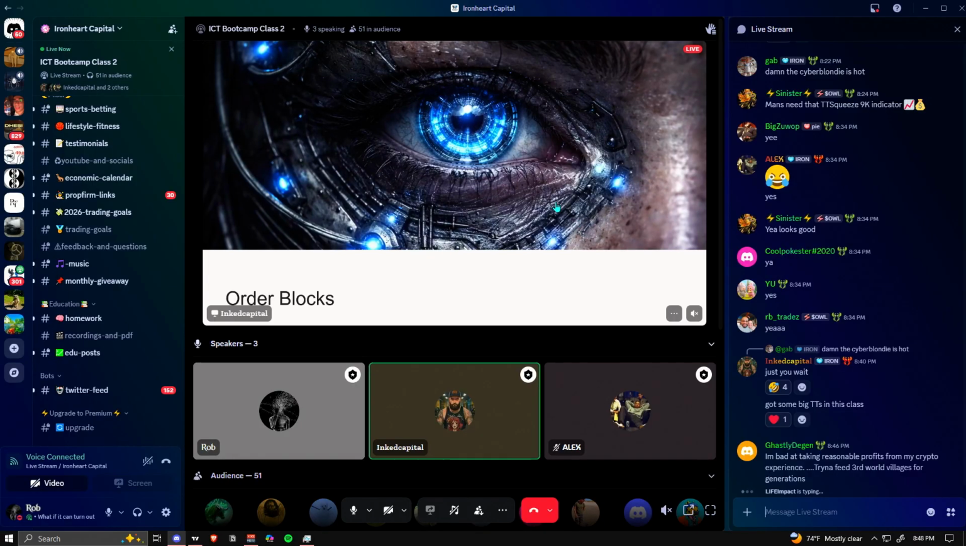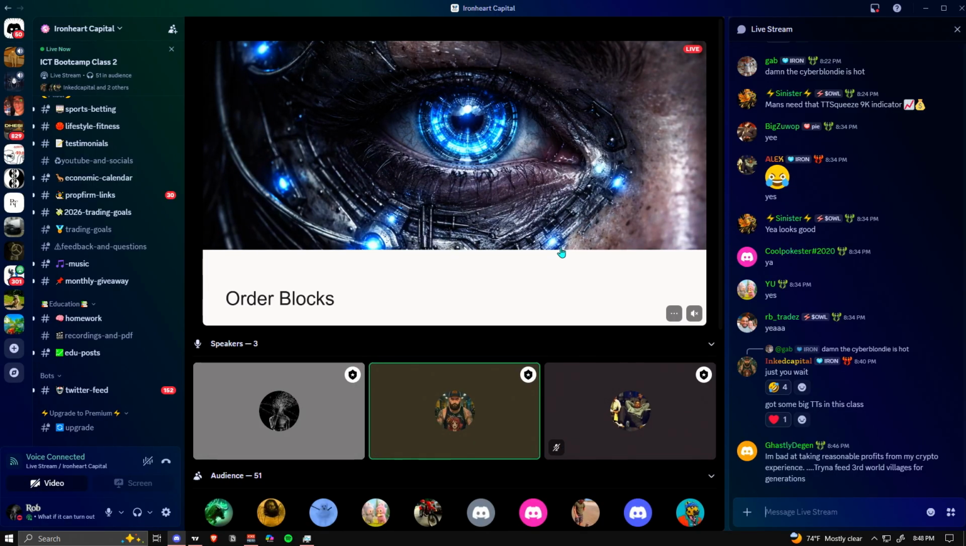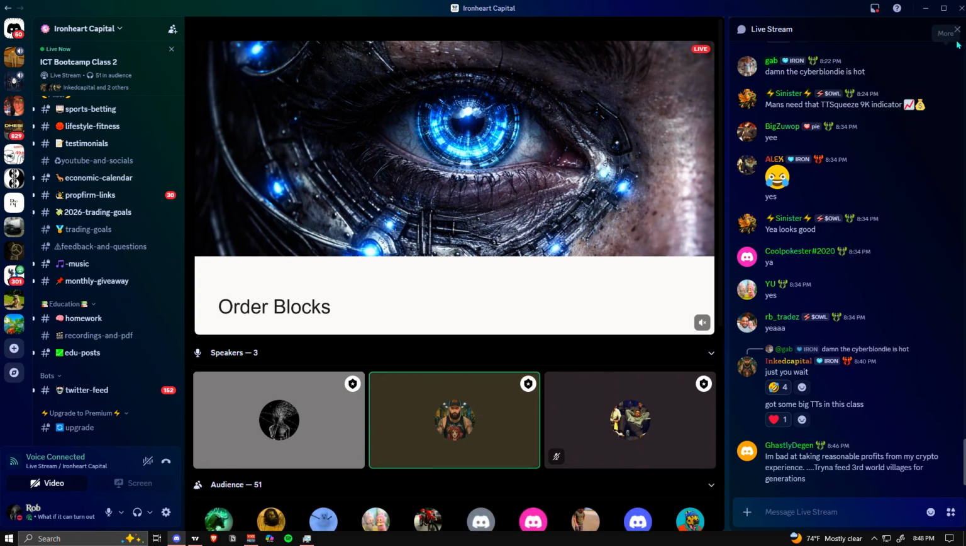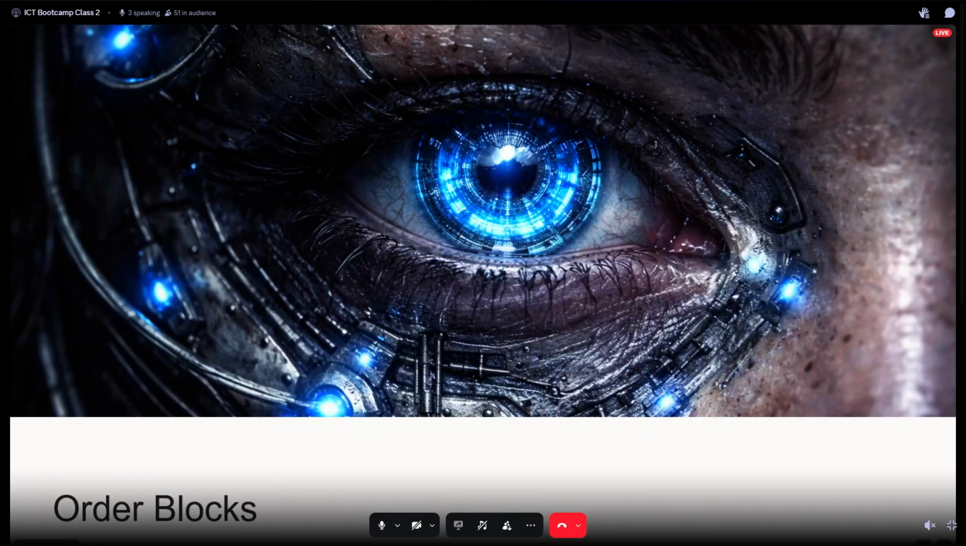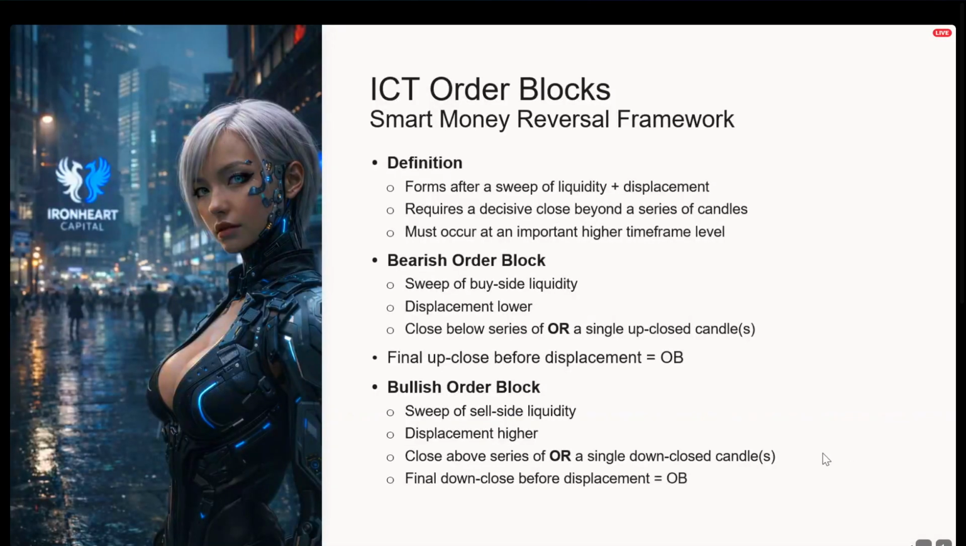Okay, so we've kind of talked about change in state of delivery, right? And so now we're going to look at the other side of that coin, which is order blocks. You guys like, yeah? You paying attention now? All right. So order blocks.